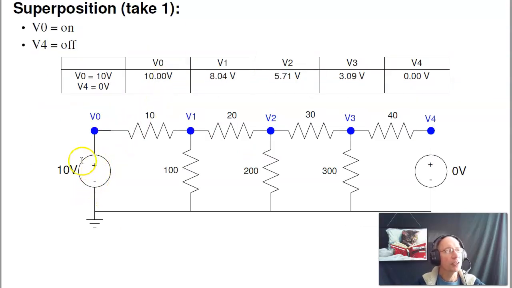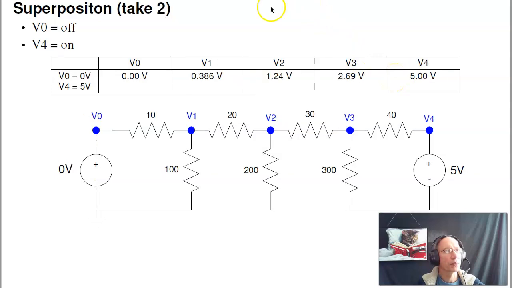I'll first turn on the first input, 10 volts, and turn off the second. That makes V0 10, and V4 equal to 0. And now solve. Write the node equations just like we did before. Solve, and I'll wind up with 10, 8, 5.7, 3, and 0. That's the first step with superposition. Second step. I'll turn off the left source and turn on the right source. Now I've got voltages between 0 and 5 volts.